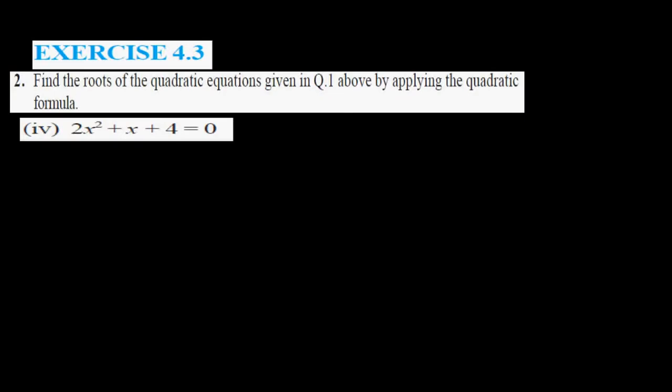Okay, so now let us quickly solve the last part of question number 2 of exercise 4.3, which says that find the roots of the quadratic equation given in question number 1 by applying the quadratic formula. If you see question number 1, the last part is given as 2x square plus x plus 4 is equal to 0. So this is the given equation. We have to solve this equation by the quadratic formula.